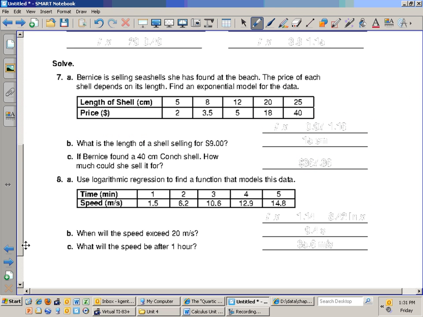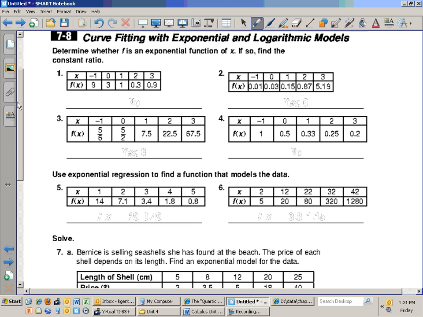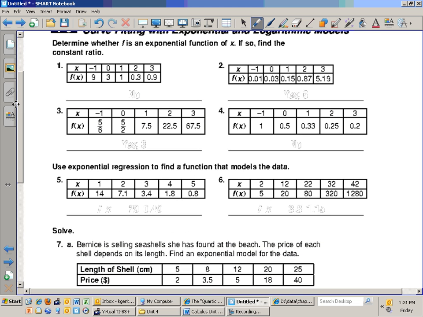And we're going to do a couple more examples, and then we'll be done for the day. But we want to try the same type of process. I'll work through one with you, then I want you to try 2, 3, and 4 on your own. Problem 1 says, determine whether f is an exponential function of x. If so, find the constant ratio.